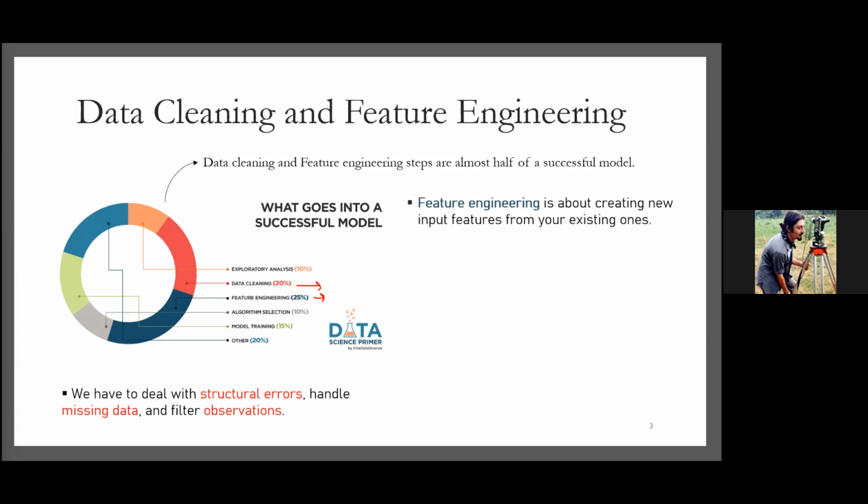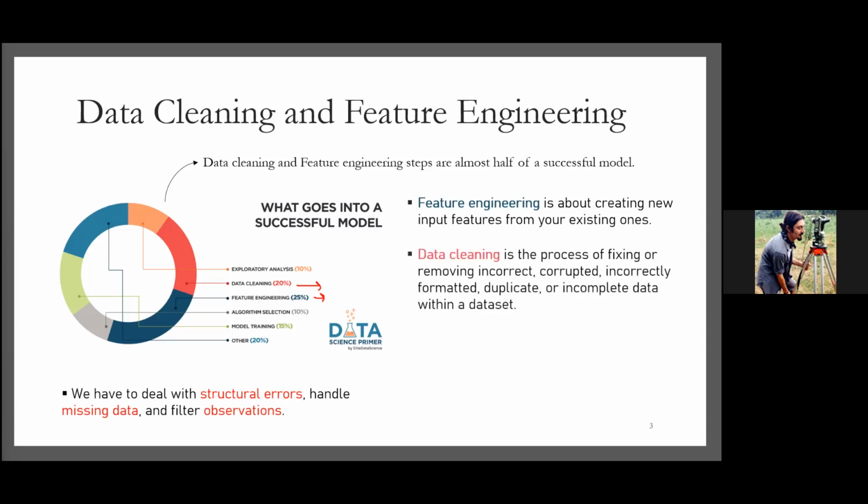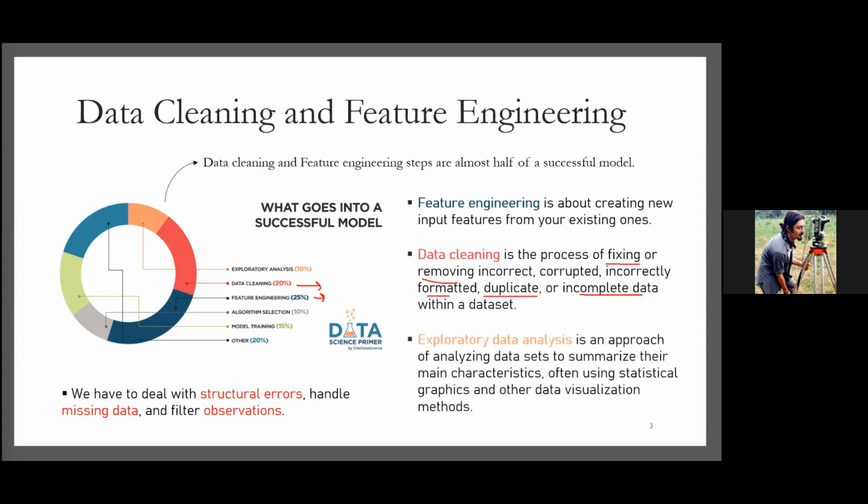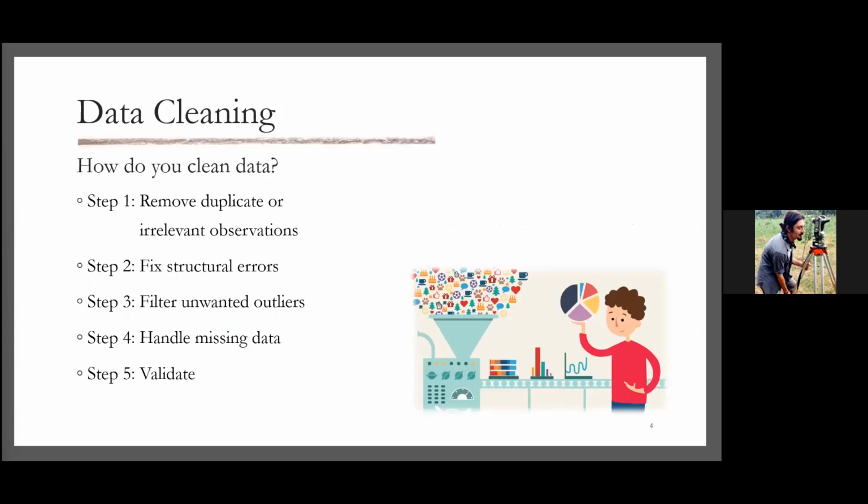First of all, feature engineering is about creating new input features from the existing ones, and data cleaning is the process of fixing or removing incorrect, corrupted, incorrectly formatted, duplicate, or incomplete data within a data set. And the last thing is exploratory data analysis. It's an approach to analyze data sets and summarize their main characteristics, using mostly graphics and data visualization methods.